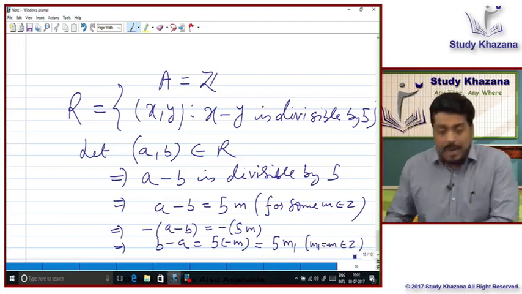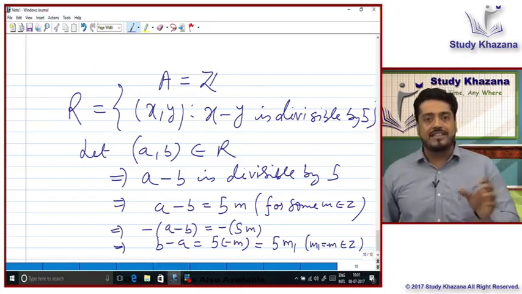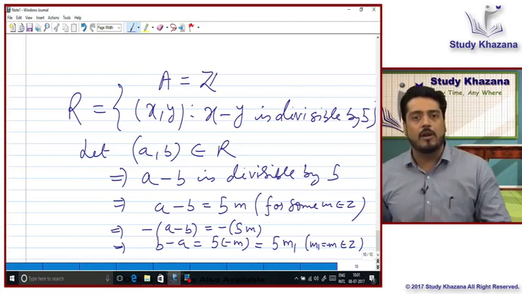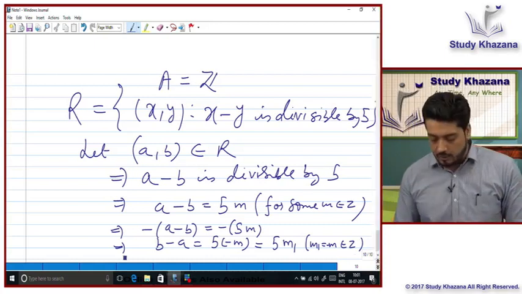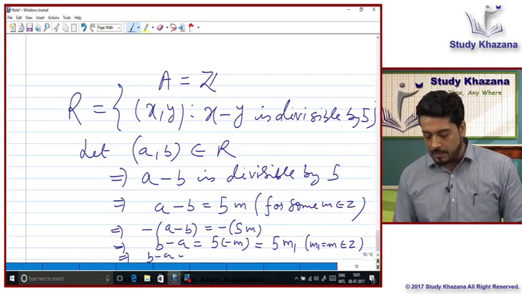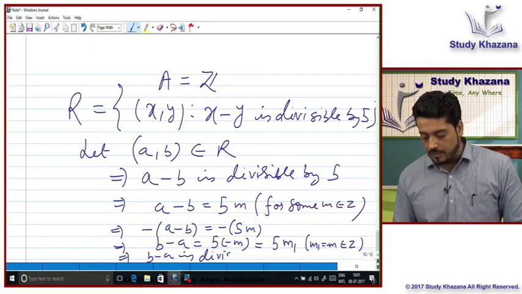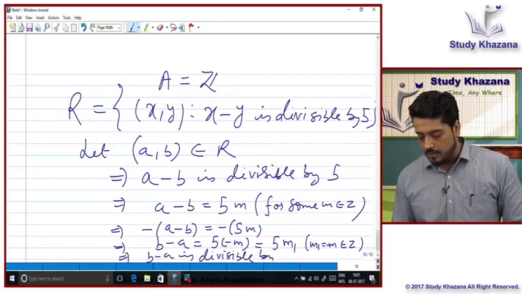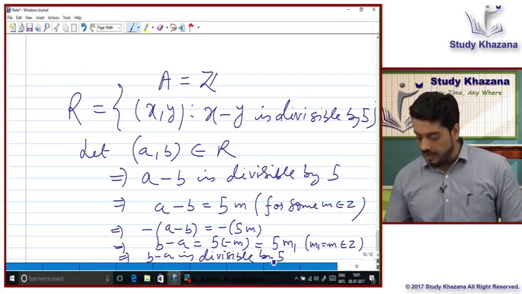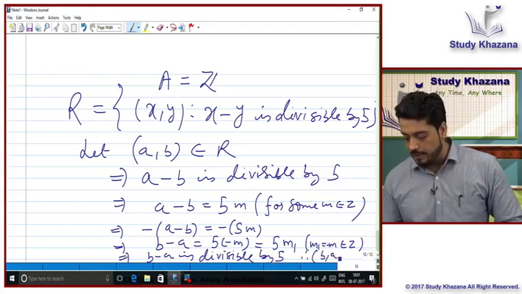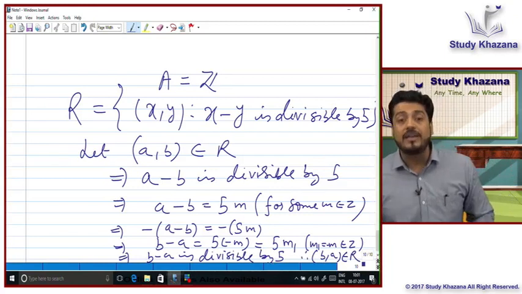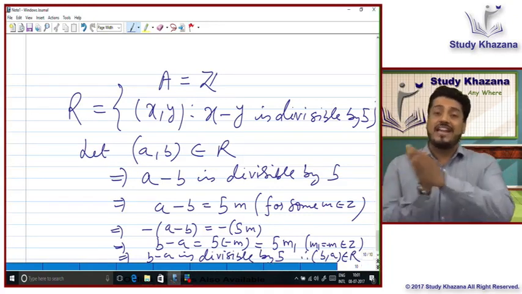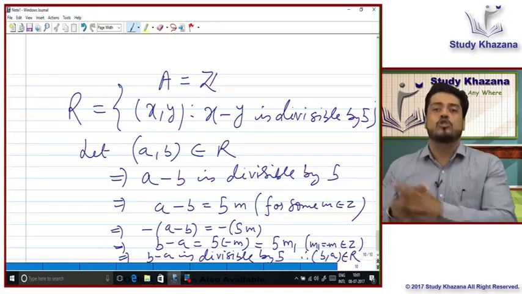So what I have been able to prove? I have been able to prove that this B minus A is again a multiple of 5. And this is my requirement, because this is equivalent to saying that B minus A is divisible by 5. And therefore, I can say B comma A also belongs to R. So I've been able to show that whenever A, B belongs to R, then B, A also belongs to R.